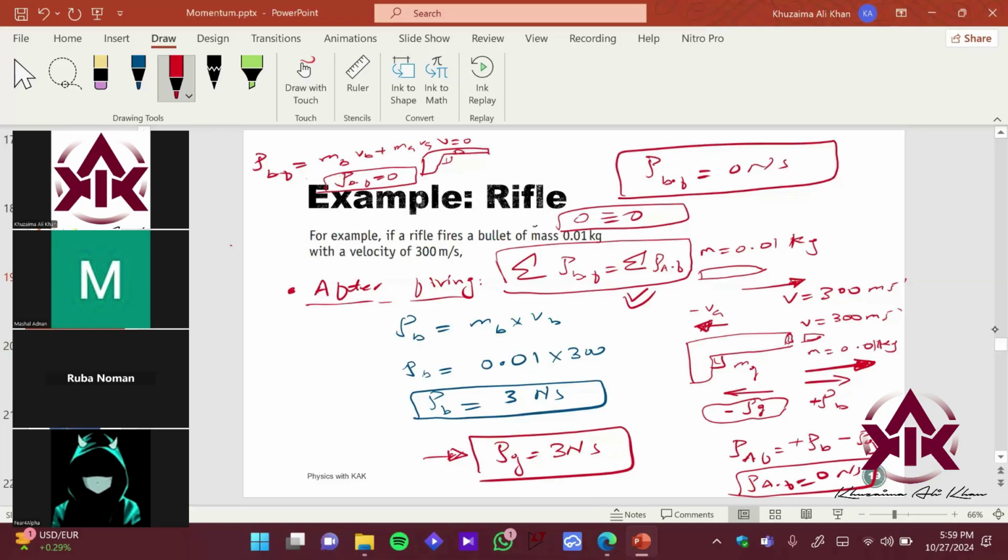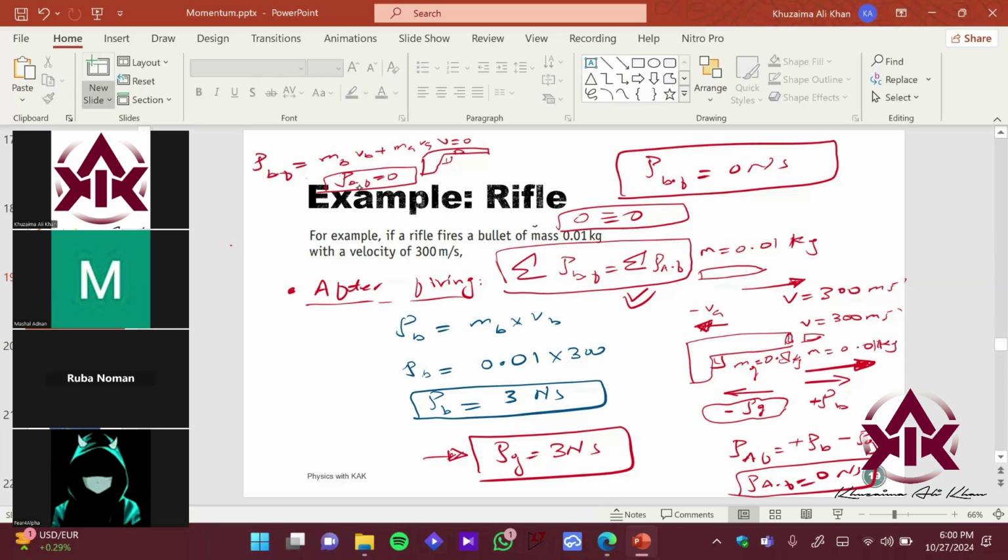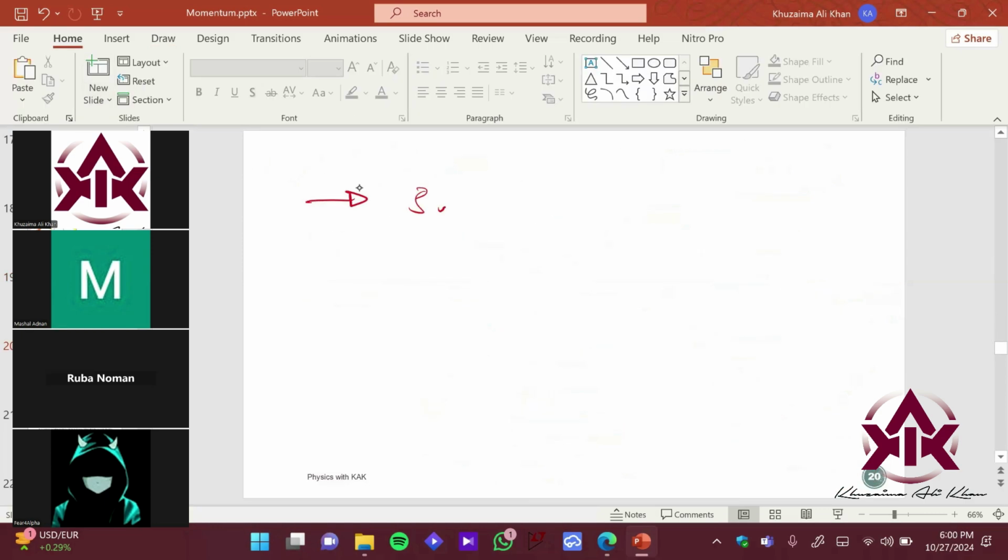So now let me give you an example. Let's say the mass of the gun is 0.8 kg. So let's find the velocity of the gun after firing it. We know that the momentum of the gun should be 3 Newton second, right? We are also given the mass of the gun is 0.8 kg, that's 800 grams.